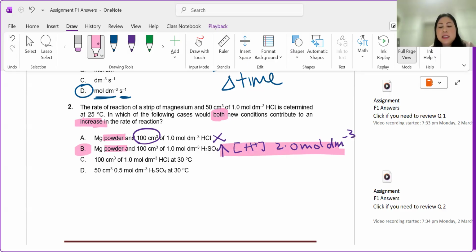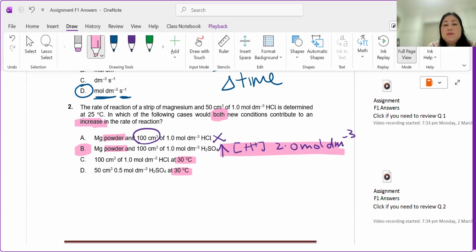Now, option C and D, if we look at option C and D, the increase in temperature, yes, increases the rate. But for option C, the concentration was not changed. And it's still using HCl. It's only the volume that's changing, so it doesn't affect the rate.